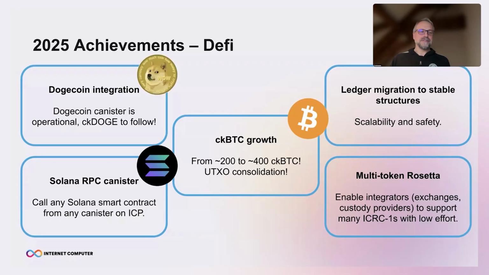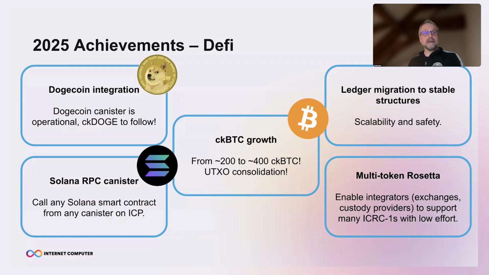Then another thing we launched this year is the Solana RPC canister. So similar to the EVM RPC we launched earlier, the Solana RPC canister allows any canister on ICP to make outcalls to any smart contract, or any program, as they call it, hosted on Solana, enabling integration between the two chains.